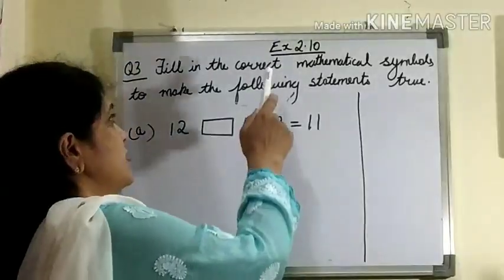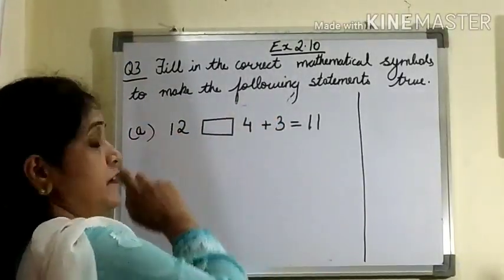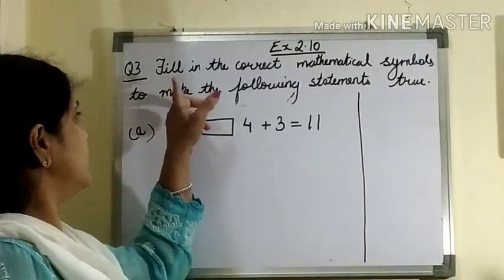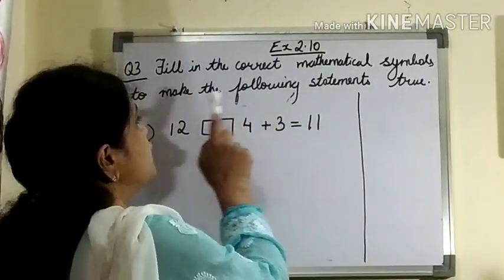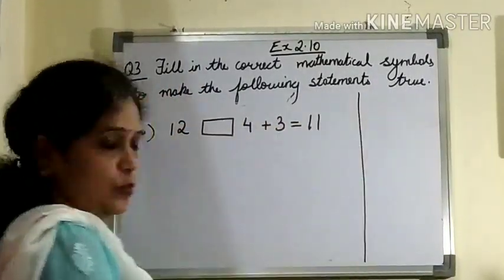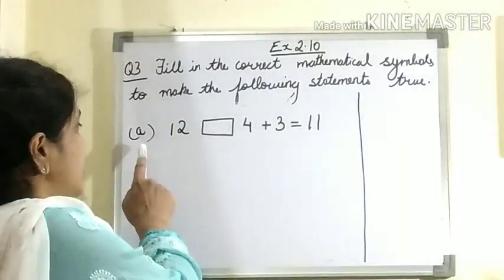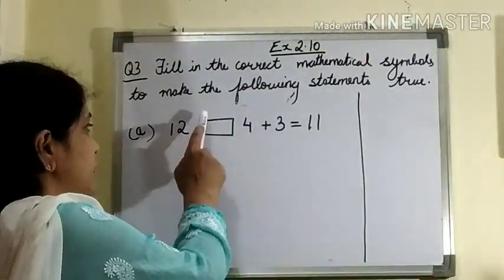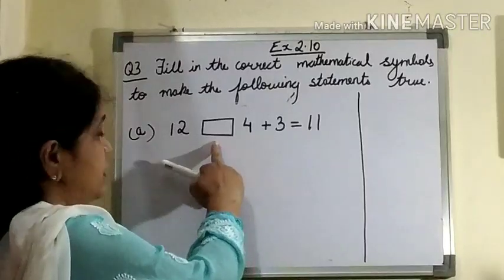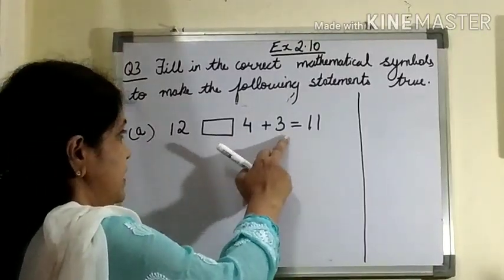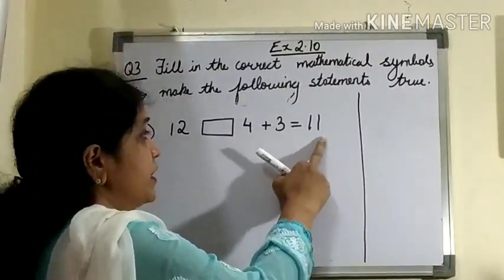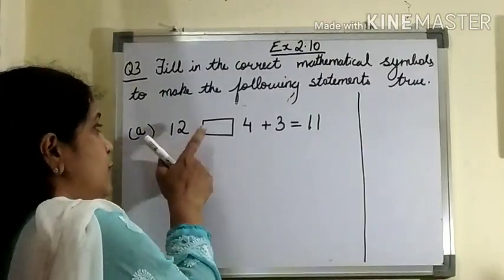Now let us start exercise 2.10. Question number 3 we are discussing. The question is: fill in the correct mathematical symbols to make the following statements true. The first one I am solving is A1: 12, box, 4 plus 3 is equal to 11. That means we have to fill in the blank with the correct symbol.